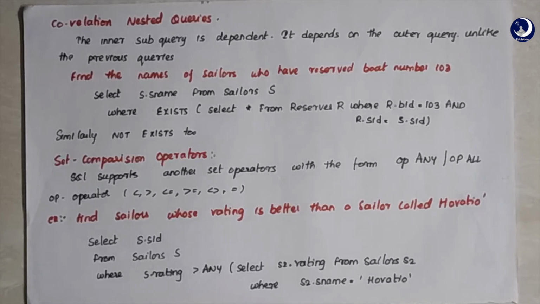Let us look at an example, so we can understand that better. The inner subquery is dependent on the outer query, unlike the previous queries that we have seen till now. Let's take an example. Find the names of sailors who have reserved boat number 103. Right, see here I'm selecting the data. Select star from reserves R where R.bid is equal to 103 and a cross product condition between the sids. Look at this example properly.